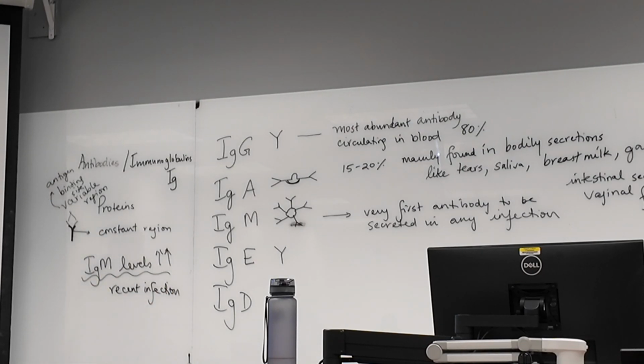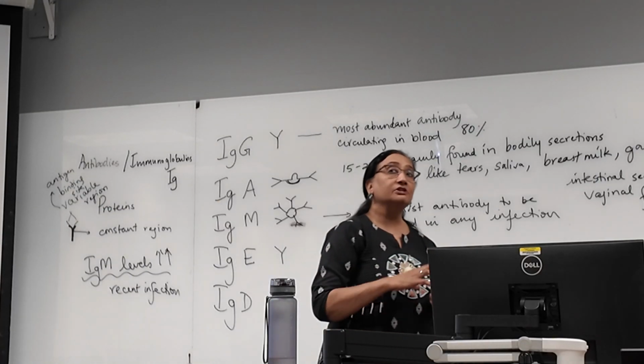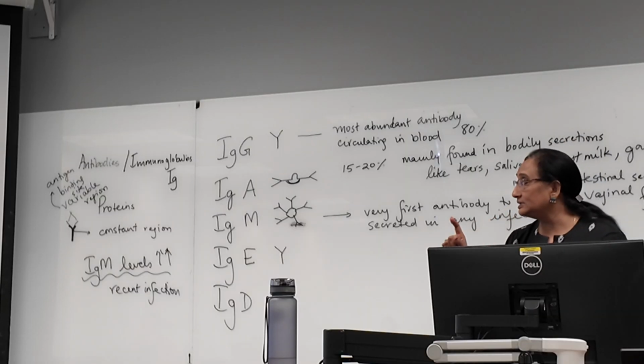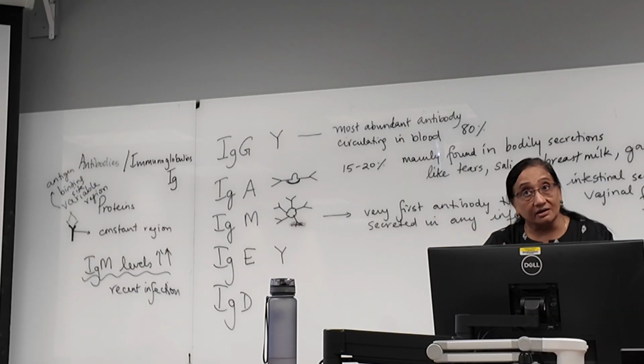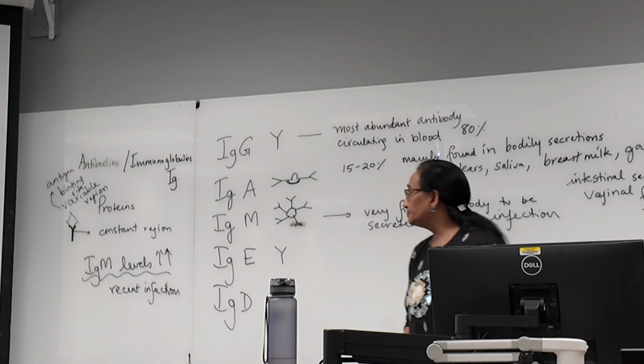After a few days, it will change to the specific IgG type. But the first thing that will be IgM. So when you see an antibody titer with lots of IgM in it, you know that an infection is currently going on. Okay, it's a recent infection.